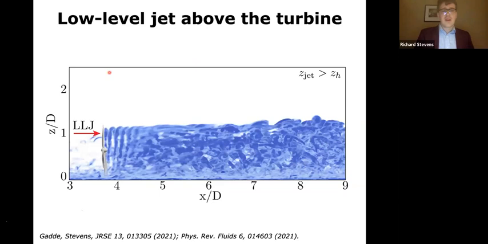So here we have some visualizations of these different cases. We see that the physics is pronouncedly different if you really look at the atmosphere. Here the low level jet is somewhat above the turbine. So we see that it's a very turbulent atmosphere, indicated here by this vortex visualization, showing that the wind turbine wake very quickly breaks down.